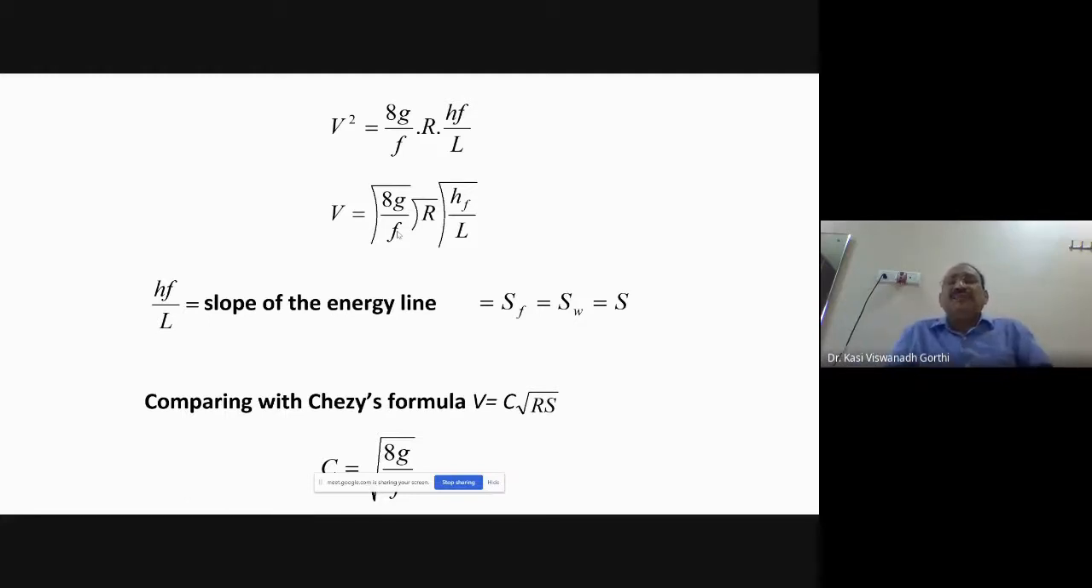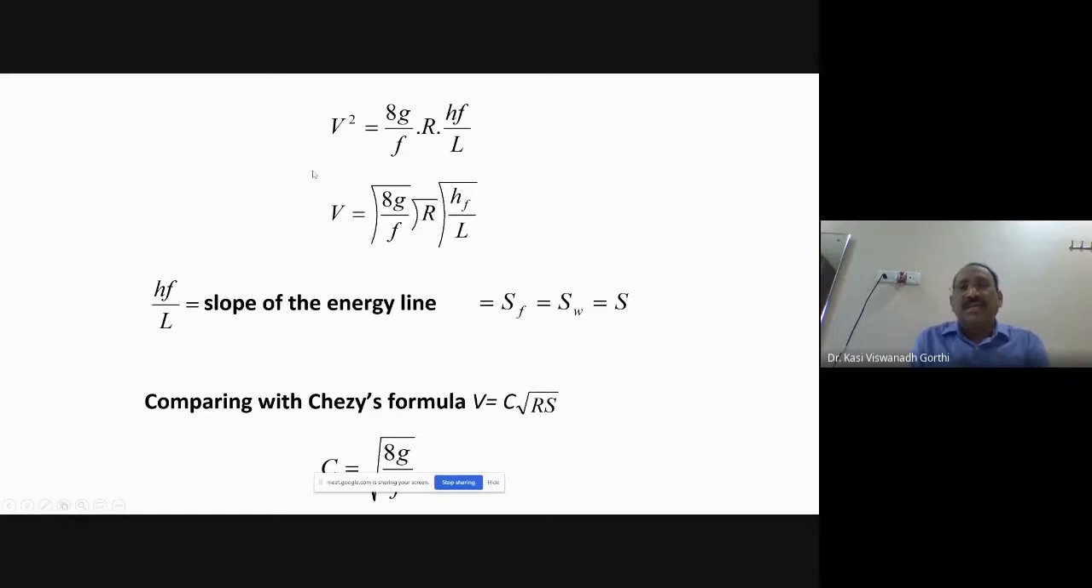Once you get the value of C, the velocity V can be calculated, and the entire uniform flow can be easily analyzed. So to get an equation for C, now it has come almost to measurable parameters. C is equal to square root of 8g by f, where f is the friction factor and g the acceleration due to gravity.